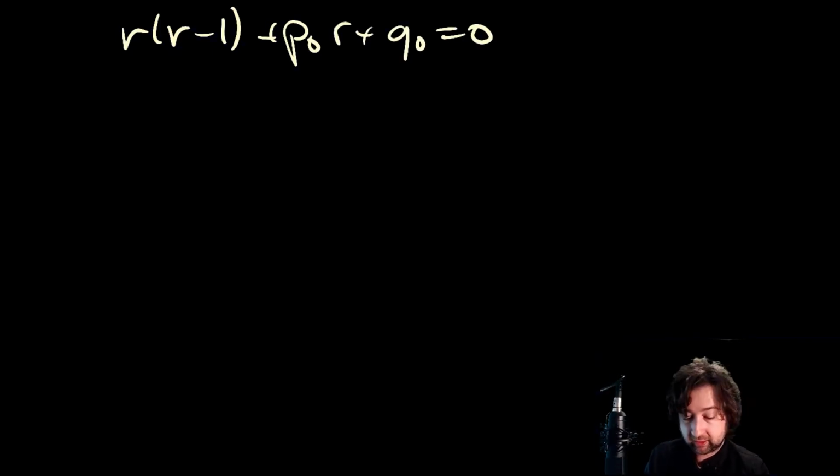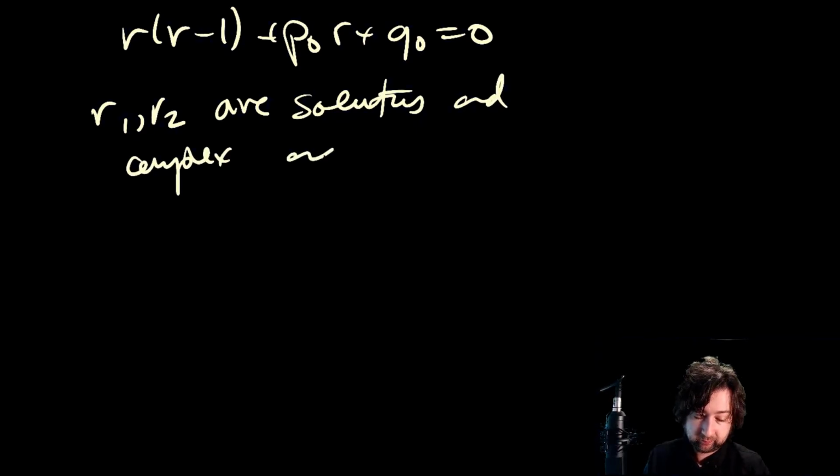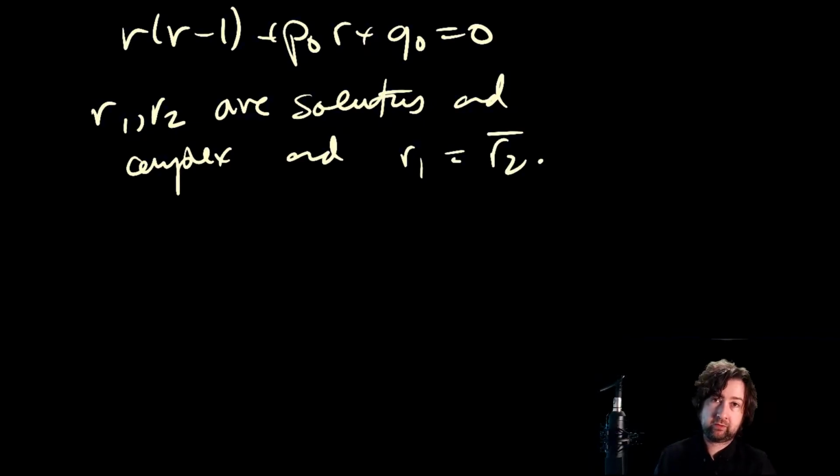So that is to say, R1 and R2 are solutions, and they're complex, and R1 is the conjugate of R2. In that case, we can still start by writing down a Frobenius series. In fact, in all of these problems, we can always start with a Frobenius series.